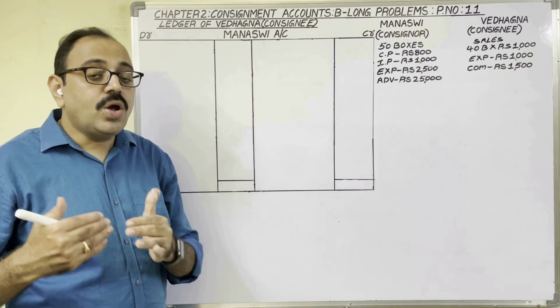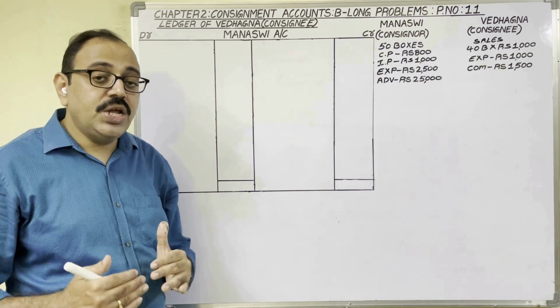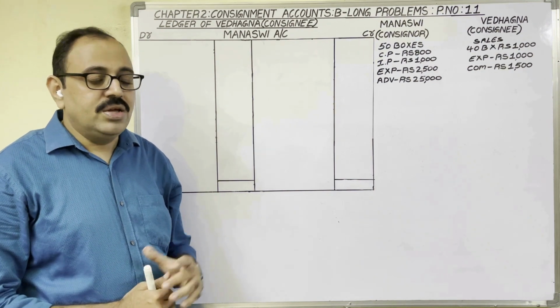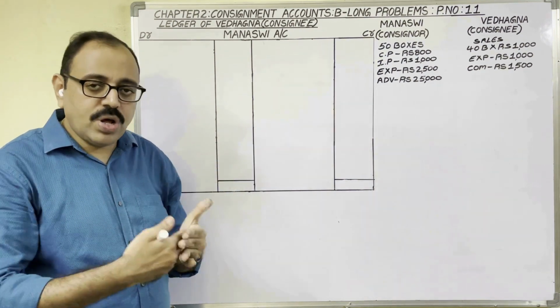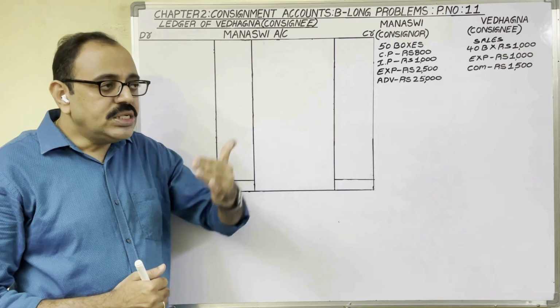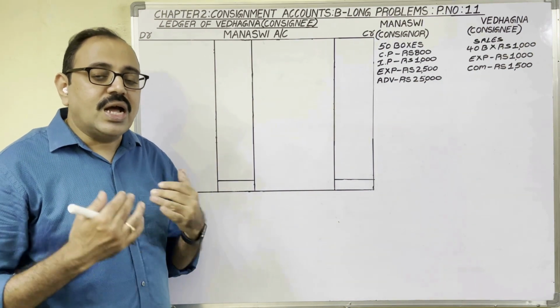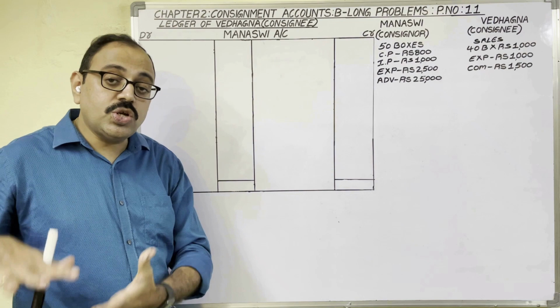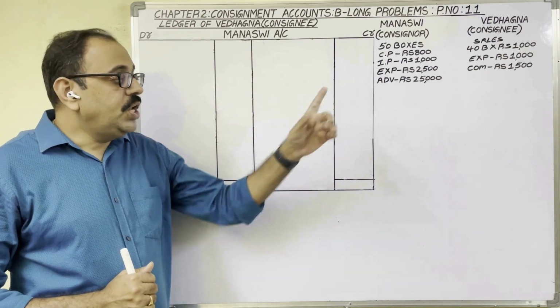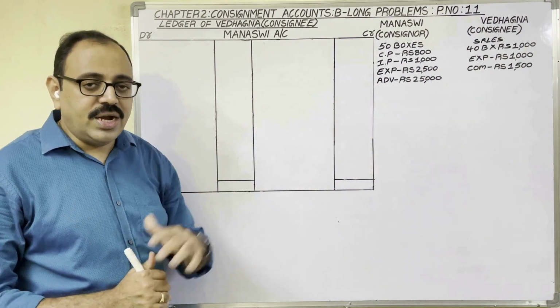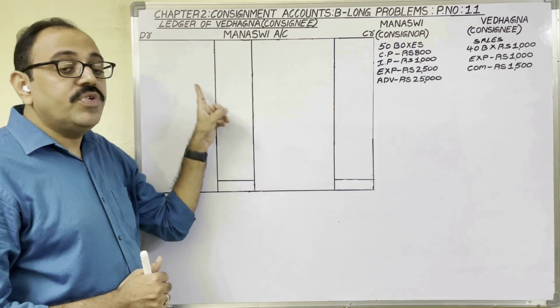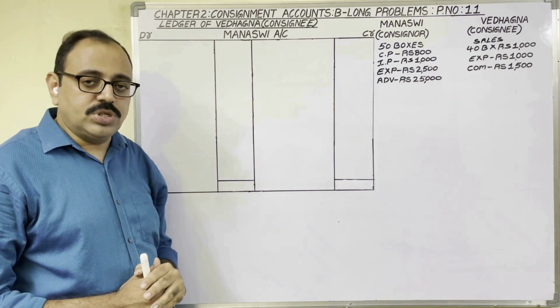And goods sent on consignment. For consignor, it is goods sent on consignment. For consignee, it is goods received on consignment. When goods are received on consignment basis, consignee is going to record them in stock ledger. Therefore, she need not prepare any account for that. So only consignor's account we have to prepare in consignee's books.